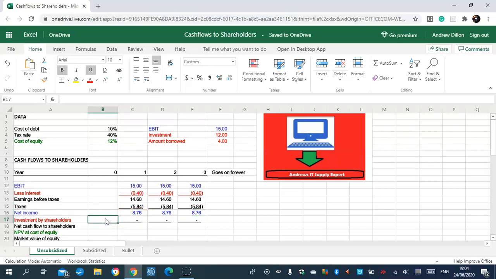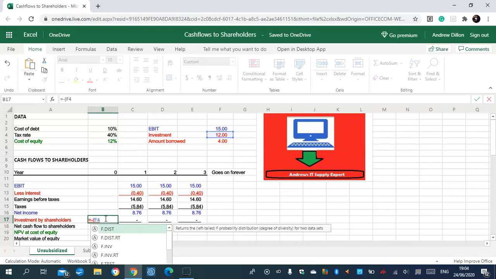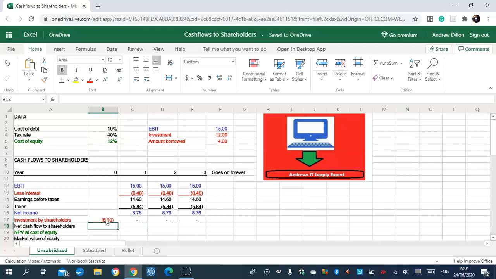Okay, there's only one table I need to do for investment by shareholders. Right, so equals minus bracket F4 minus F5. So it is tax, it is investment, and it's minus the amount borrowed. So it's €12 for example, and then it's minus €4. The answer will be €8 for investment.